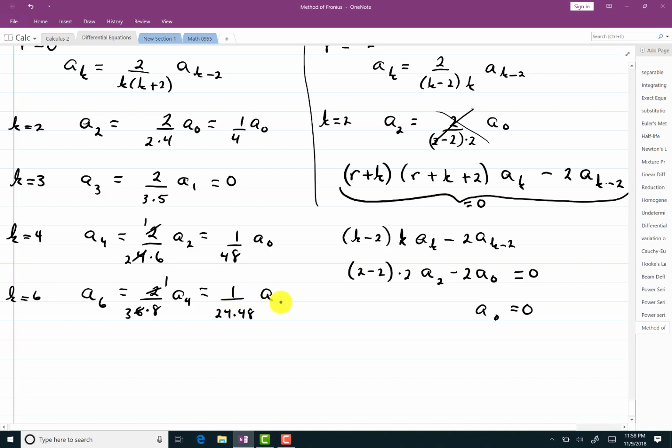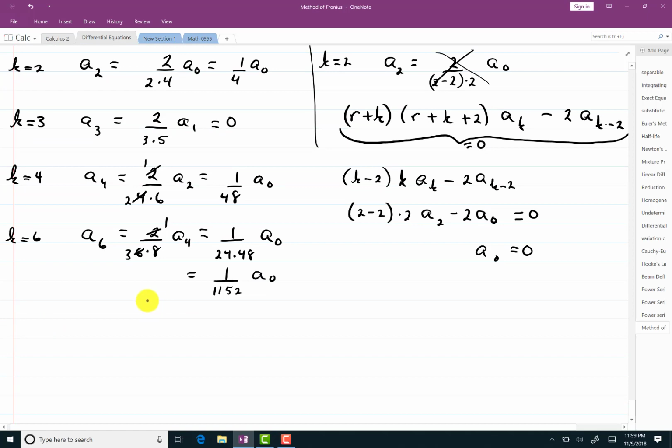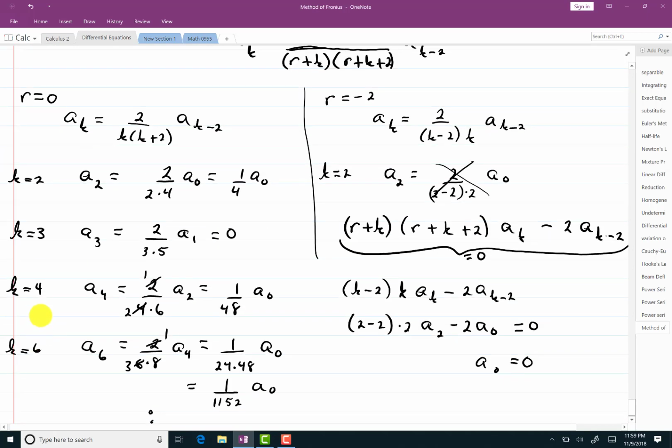a sub 0. And that will be 144 times 2. Let's see, that's 288 times 4 would be 1,152 a sub 0. And that's plenty, I think. So this was all connected to r equals 0.